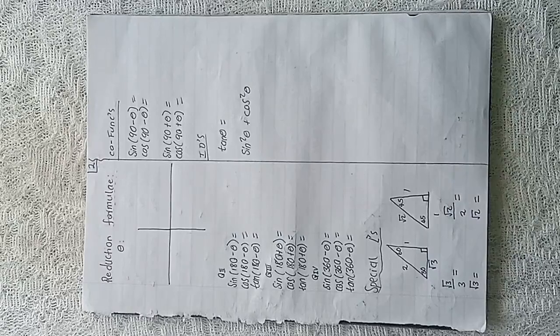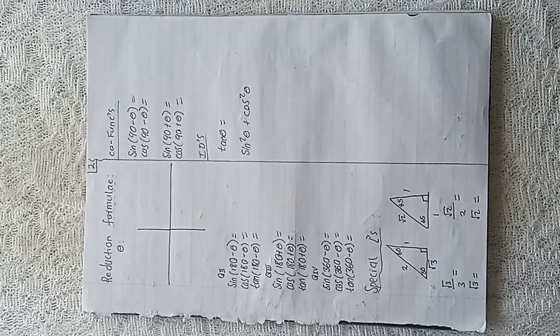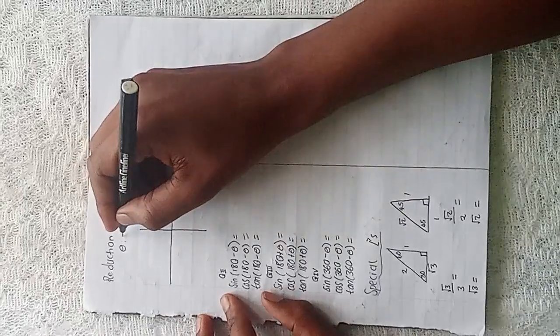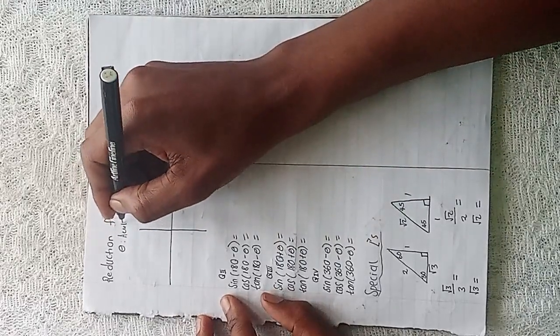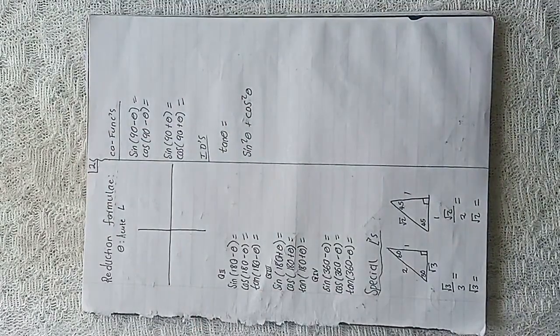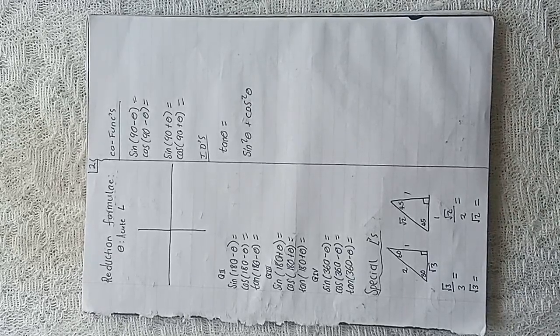All right, let's look at reduction formulae. One of the important things about the reduction formulae that you must understand is that theta is an acute angle. So what do I mean by theta is an acute angle? An acute angle is an angle that's less than 90 degrees but greater than 0.